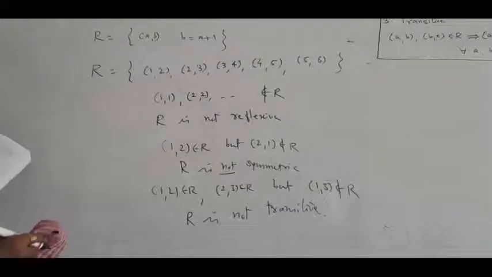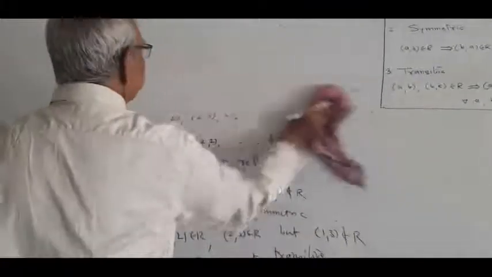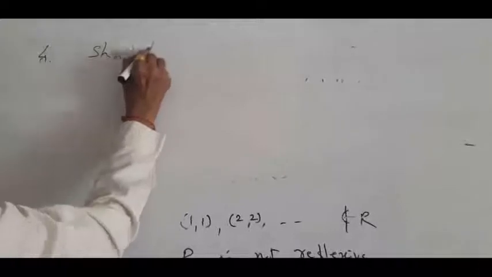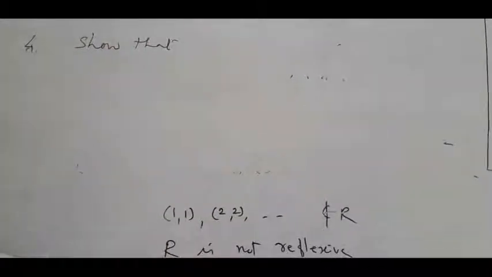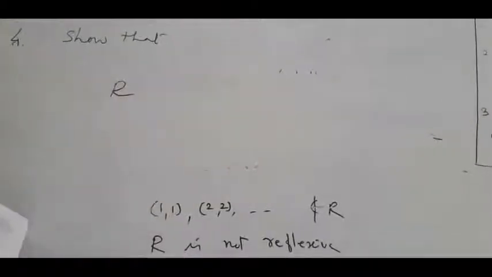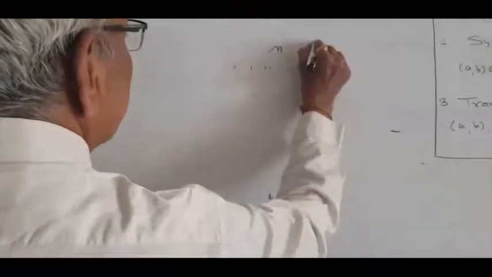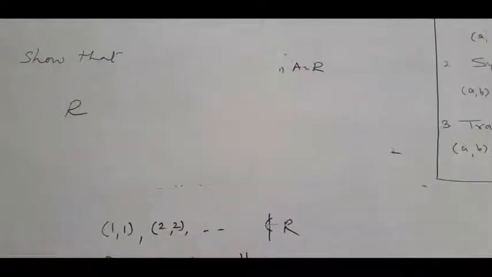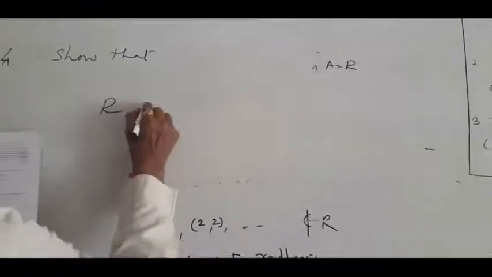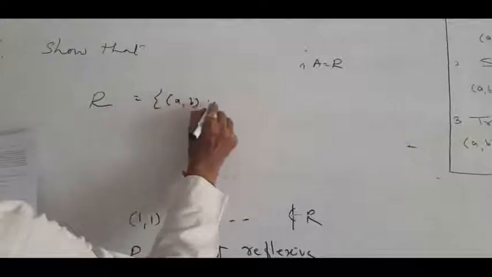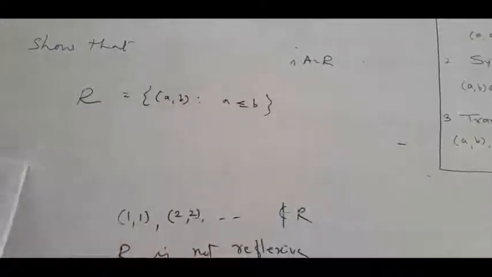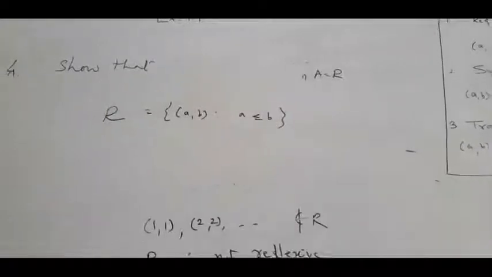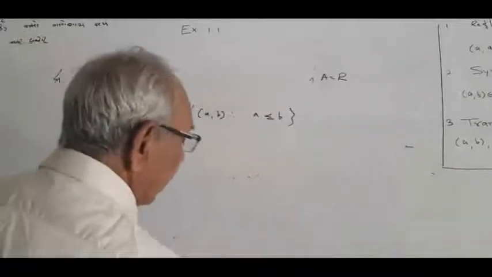Now question number 4. Show that the relation R defined on the set of real numbers, R = {(a, b) : a is less than or equal to b}, is reflexive and transitive but not symmetric.